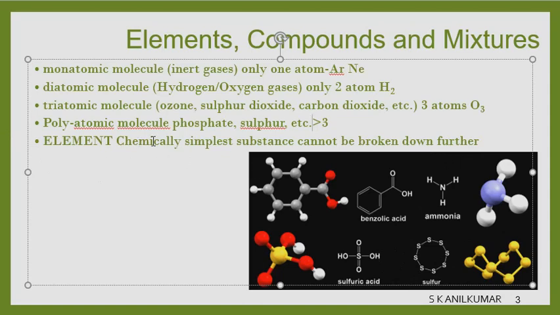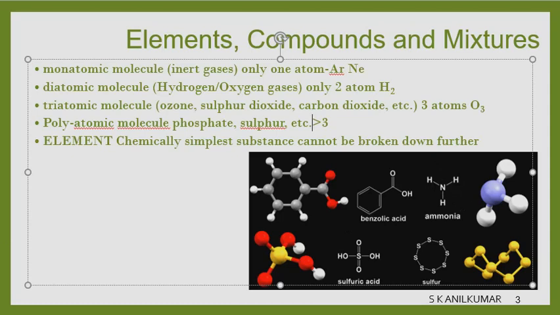An element cannot be broken down further chemically because it is the simplest substance. But an element can be further broken down into atoms, which are the indivisible part of the element. Element is the chemically simplest substance means what? In ammonia, when you have NH3, you can divide this NH3 into N and H. That is the maximum possible. You cannot further divide that. But N consists of atoms, which are the indivisible part of N. Hydrogen H also consists of atoms, which are the indivisible parts of H.